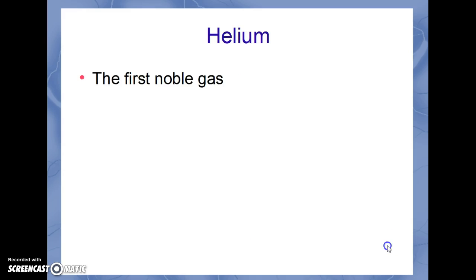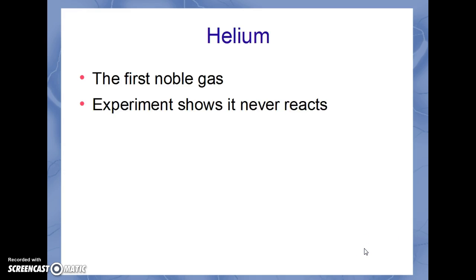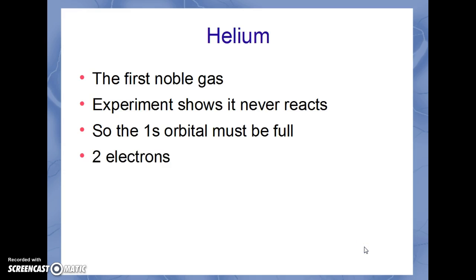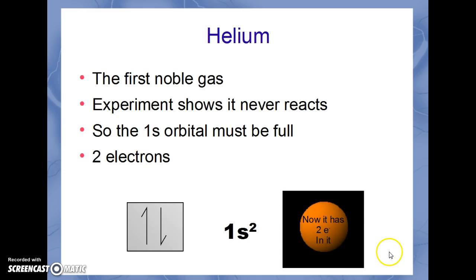Helium, the first noble gas, so a low energy element, it never reacts, so the 1s orbital must be filled. There are 2 electrons in helium, and so we have 1s2, 2 electrons in the 1s orbital, and the box has paired electrons, one with a +1 spin, the other with a -1 spin. Now the 1s orbital has 2 electrons in it.